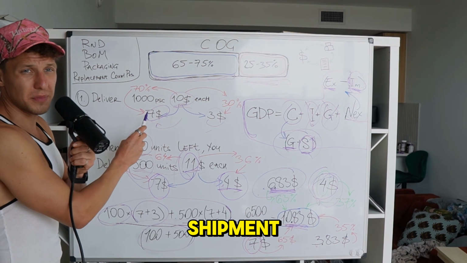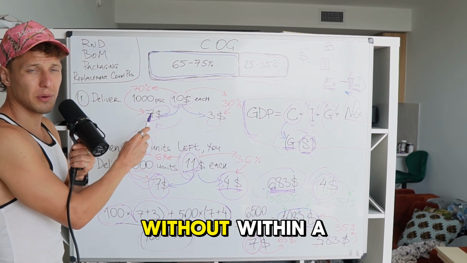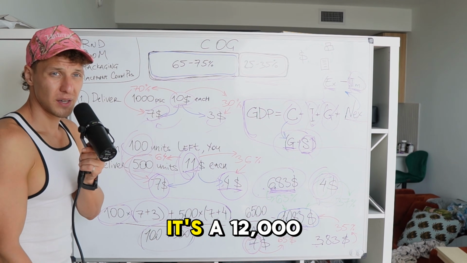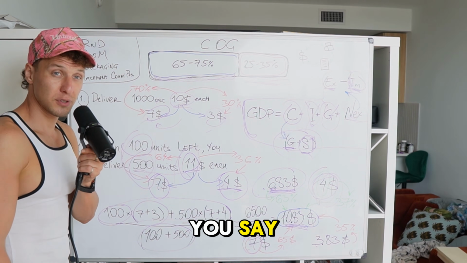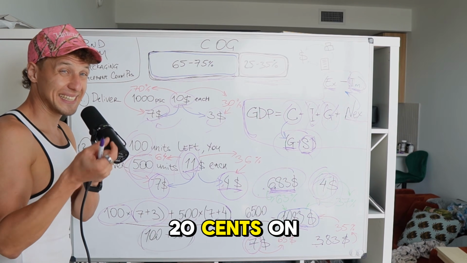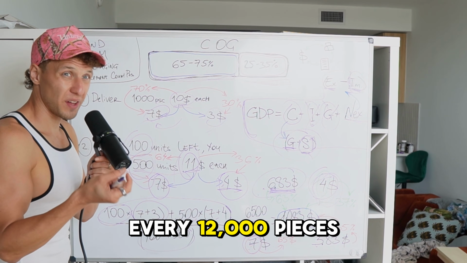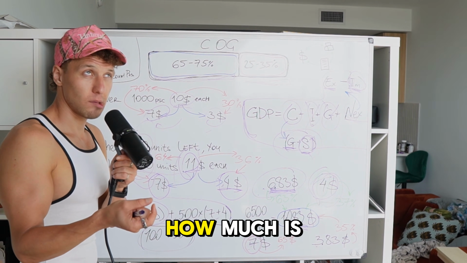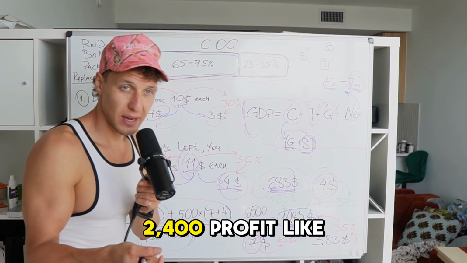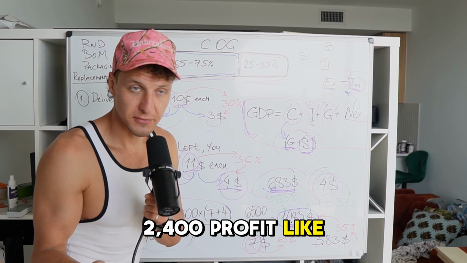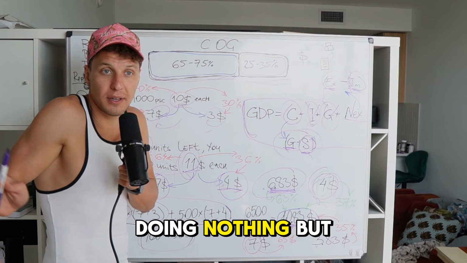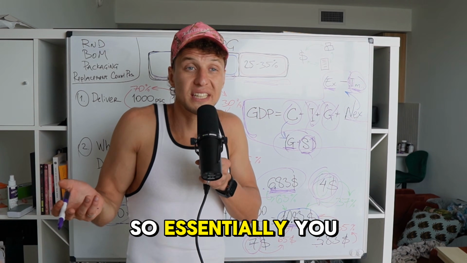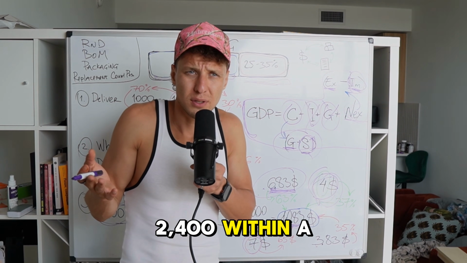It was your one shipment. How many shipments will you do within a year? Let's say 12. 12 shipments for 1,000 pieces. It's 12,000 pieces. And if you save 20 cents on every piece, essentially what you're getting, how much is it? Like 2,400 profit. Right from doing nothing, but just proper calculation. That's it. You didn't do anything. So essentially you saved like 2,400 within a year.